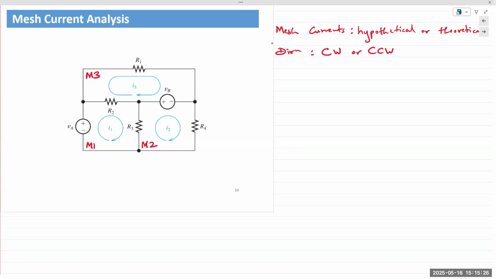Then we apply KVL and we sum up the voltages that are caused due to these mesh currents. In node voltage analysis, we assign a reference node and we express each voltage in terms of the node voltages. Here in mesh current analysis, we apply KVL to sum up all of the voltages.